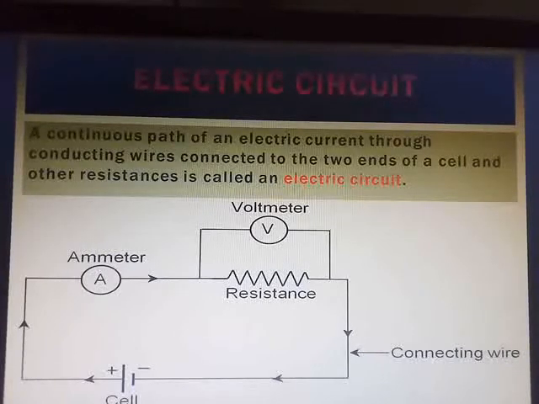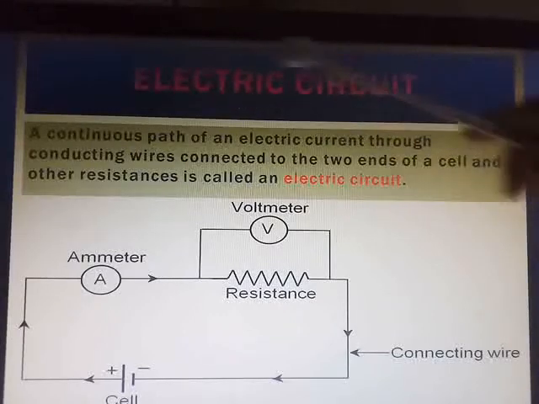Even though from your textbook on page number 36, the different symbols for components of an electric circuit and their uses, that part is removed from your syllabus. But when I had taught you this chapter, all that was explained to you, all the symbols, all their uses. So just revise them even though they are not a part of your exam.